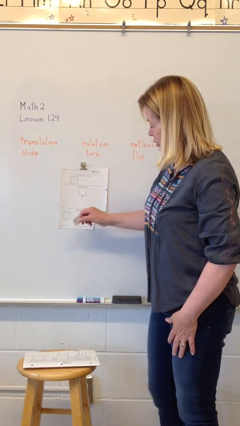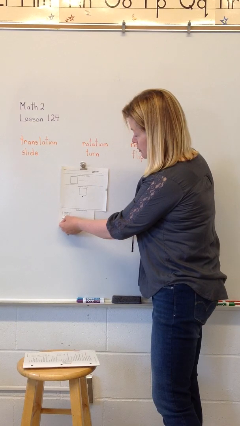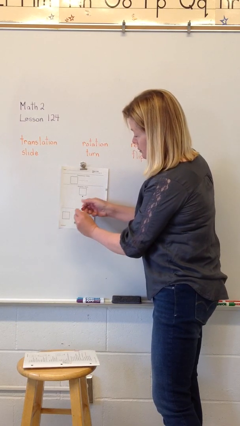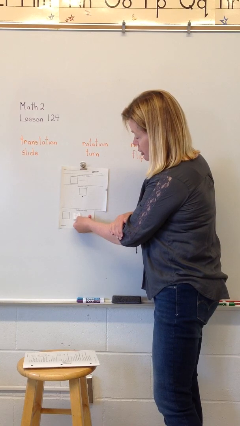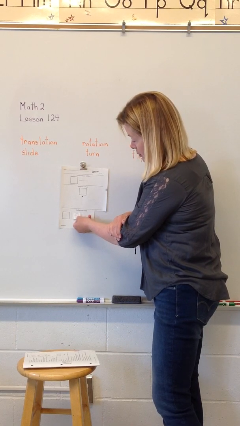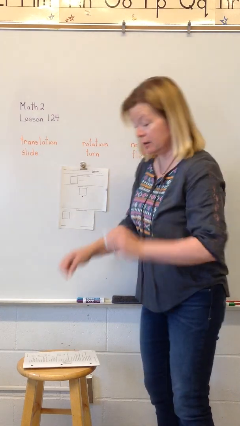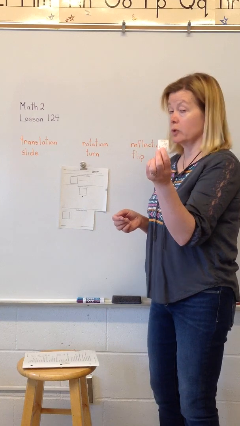Last one is the reflection or flip. So he's in the box. Now you're going to flip him. So now you see the back side of the Cookie Man. Okay, let's trade the Cookie Man for the Fat Cat. We're going to do the same thing.